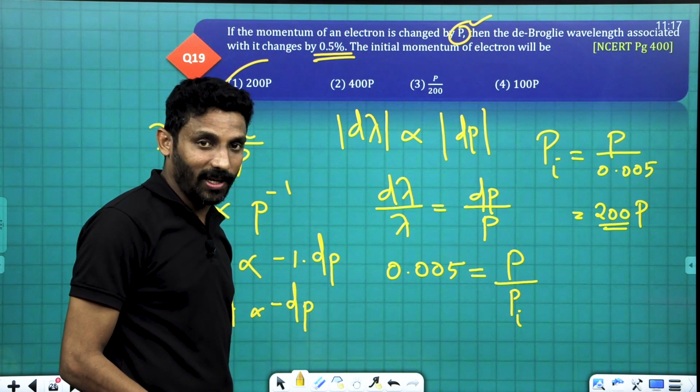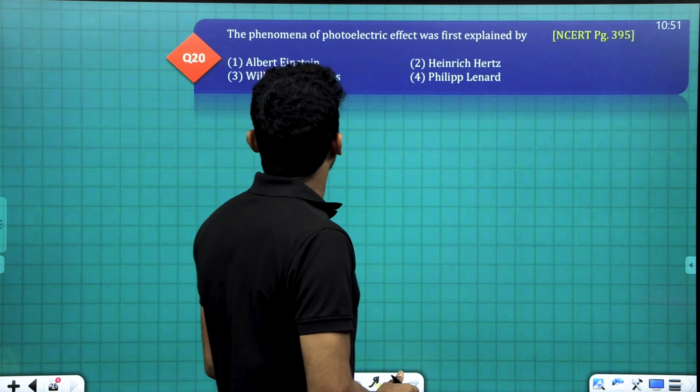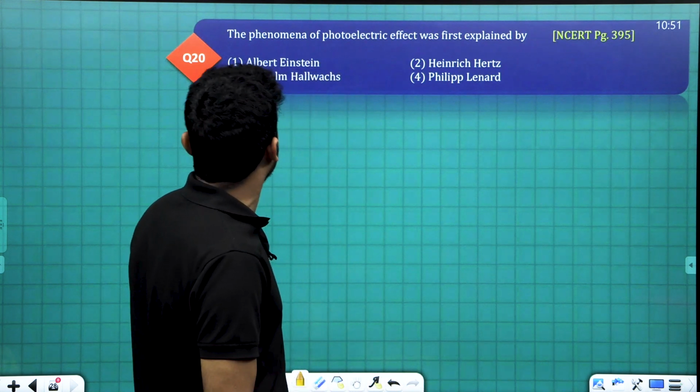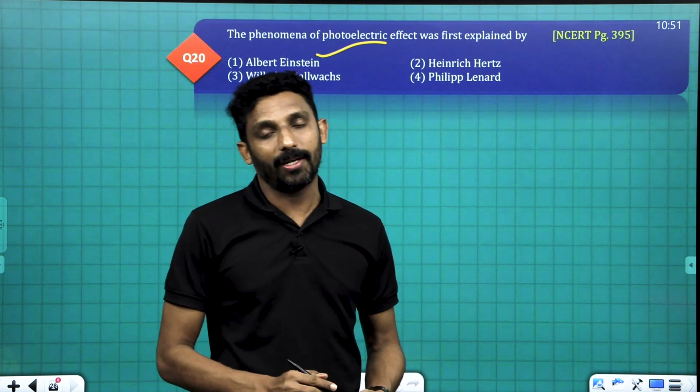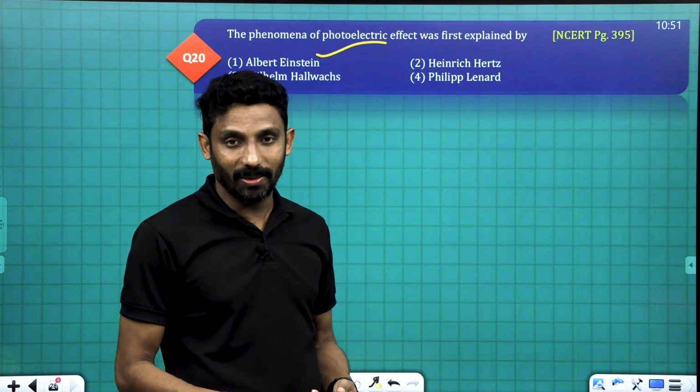Understand? Very clear? The phenomenon of the photoelectric effect was first explained by Albert Einstein. All the questions were very simple.